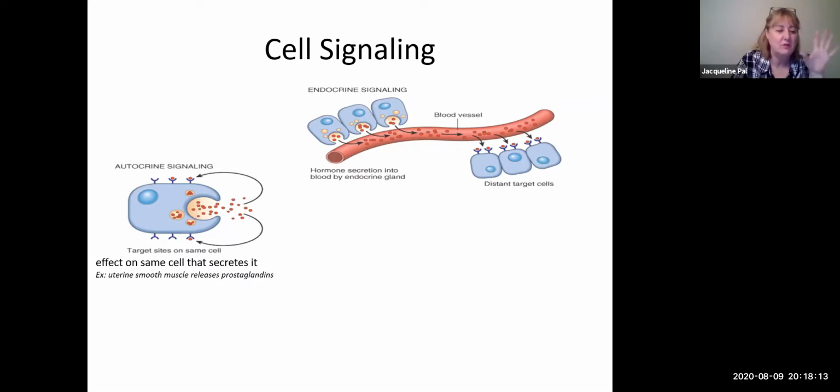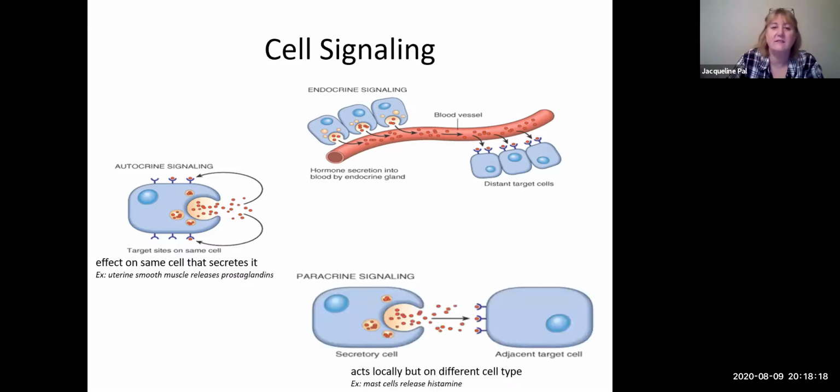Between these two, in other words, the same cell and the distant cell, there's nearby cells, and this is called paracrine secretion. And this is really common, for instance, in the digestive system, where it's going to act locally, but not on itself, but on its neighbor cells. So it's going to be a different cell type. We've seen examples of this type of cell signaling before when we had mast cells releasing histamine, and then the histamine acted on the nearby blood vessels, causing vasodilation.